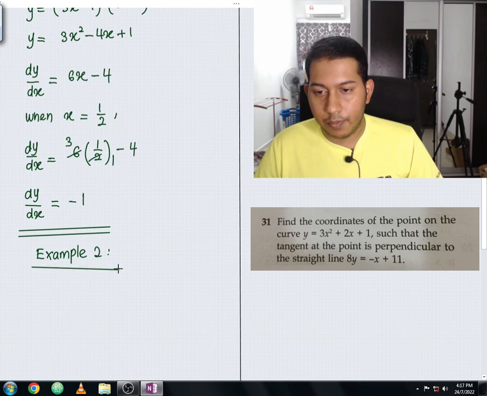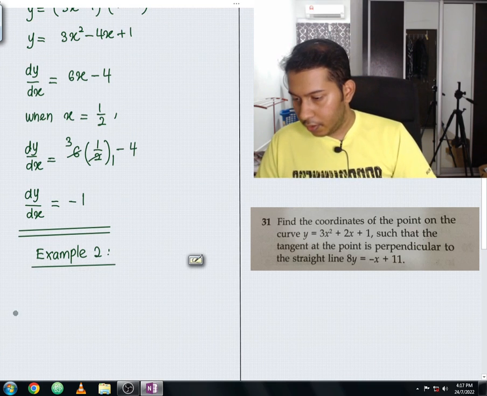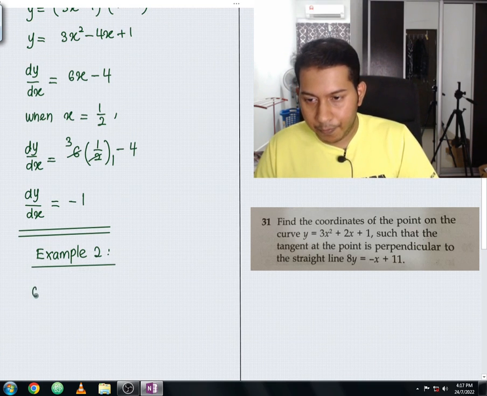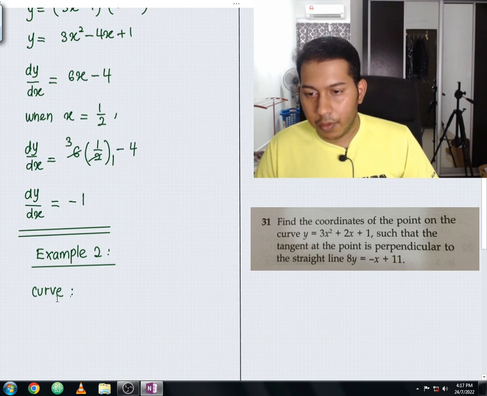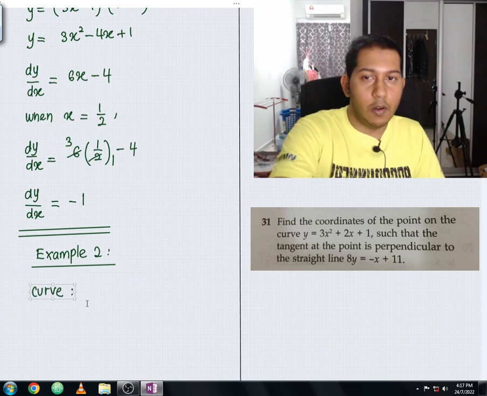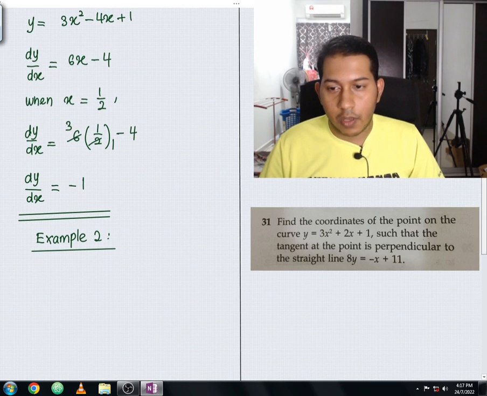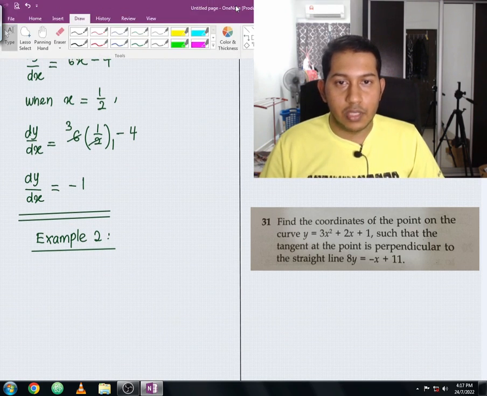So let us proceed to do our working. Let us begin with the curve. If you have no idea how to approach this question, I will advise my students to sketch the diagram.